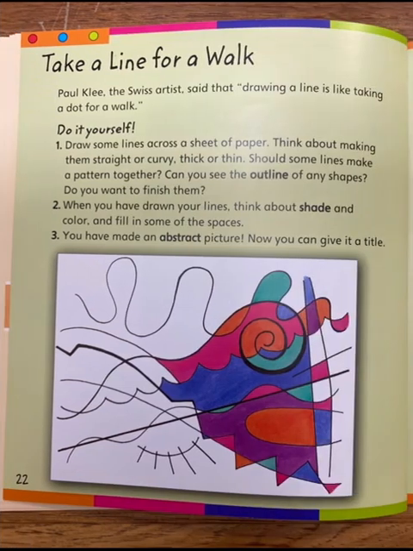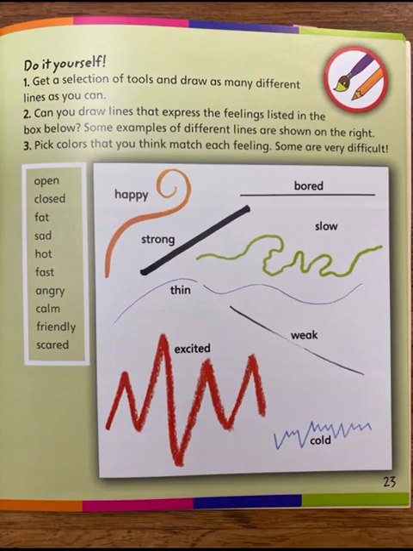Okay, so I'm not going to go over these little exercises, and I won't read the do-it-yourself, but I will read what it says about Paul Klee, the Swiss artist, who said that drawing a line is like taking a dot for a walk. Okay, so let me move on down the line. And here's different types of lines.